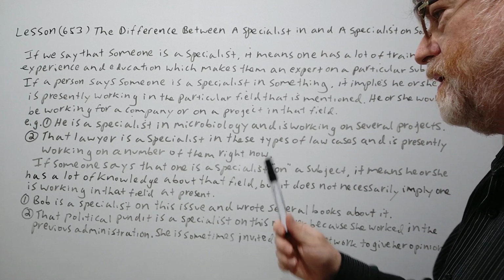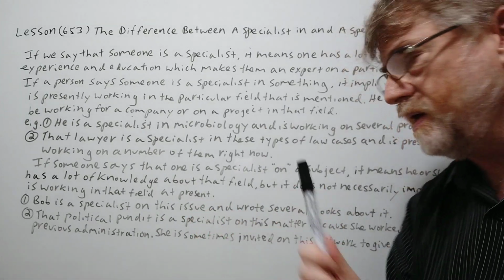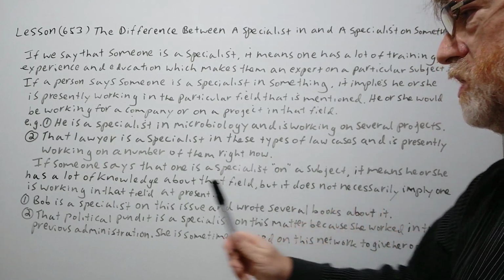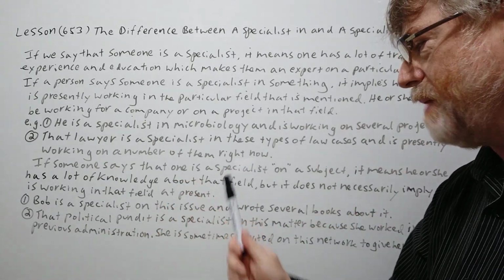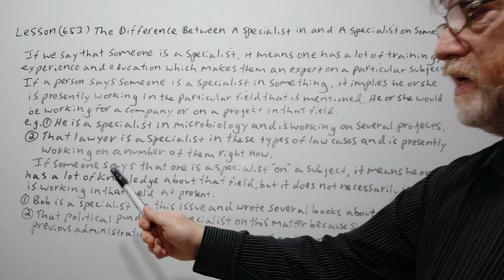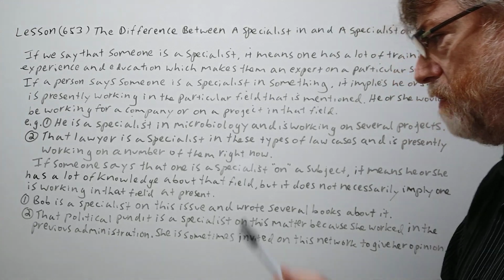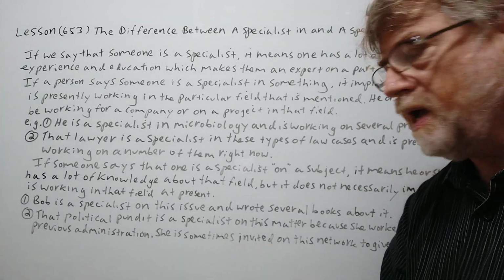All right. Let's continue. If someone says that one is a specialist on a subject, it means he or she has a lot of knowledge about that field. But it does not necessarily imply one is working in that field at present, at that time. We got two examples here.